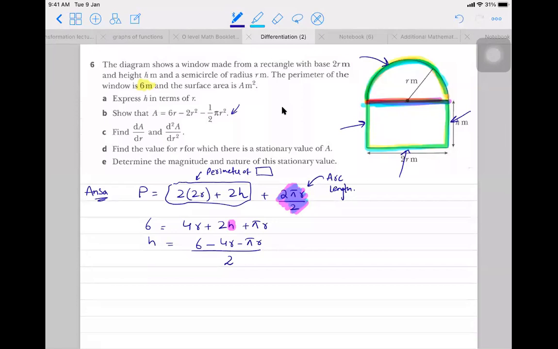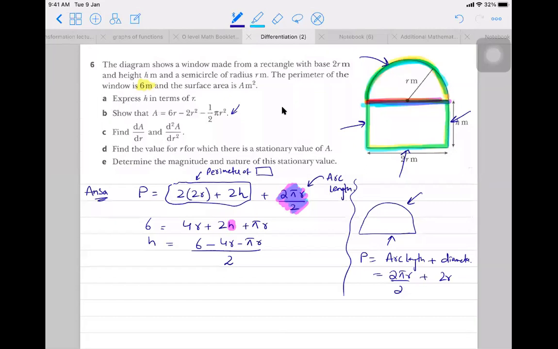No, 2 pi r upon 2 is not the perimeter of the semicircle. Okay, please clear this concept. If I give you a semicircle and ask you to find the perimeter of a semicircle, the perimeter will be equal to the arc length plus the diameter. So arc length is 2 pi r upon 2 plus the diameter is 2r. Now over here, I'm not adding 2r. I'm only accounting for the arc length. Do you understand the difference now?